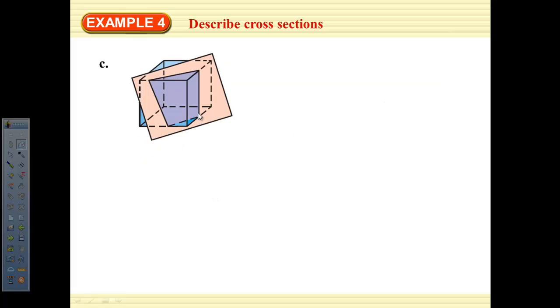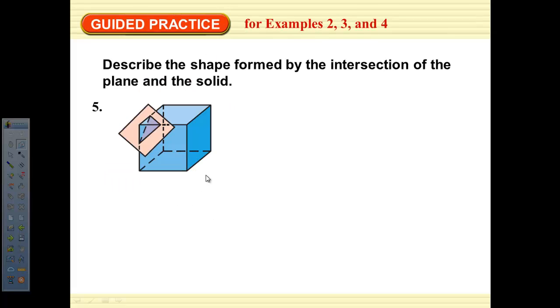If we look at this one right here, you look carefully and you can see that this edge right here and the edge up top, they're parallel, but one is bigger than the other, and so this looks like a trapezoid. And here's another one. You can see the pink section right here. The intersection would be a triangle.